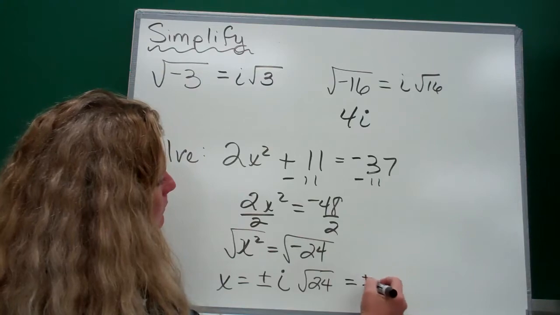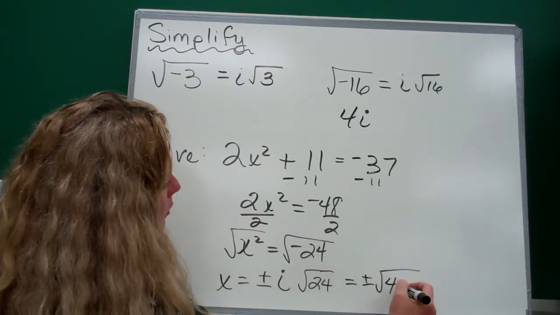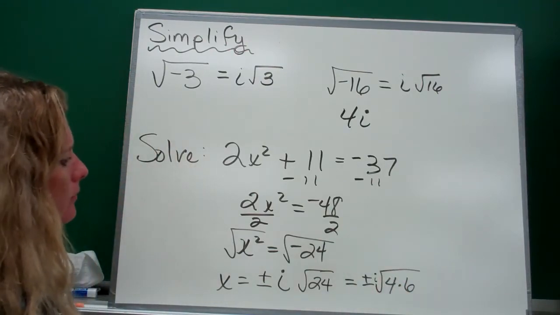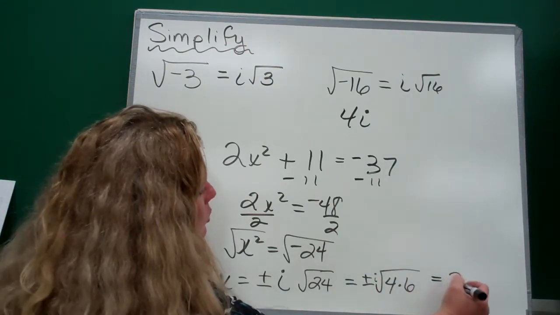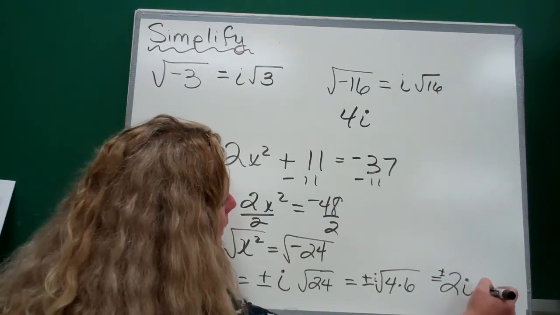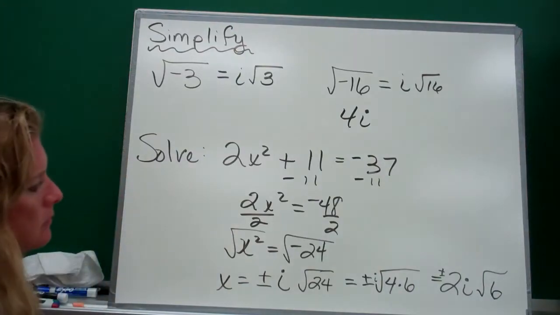24 is equal to the square root of 4 times 6. Don't forget my i in there. So this is equal to plus or minus 2i times the square root of 6.